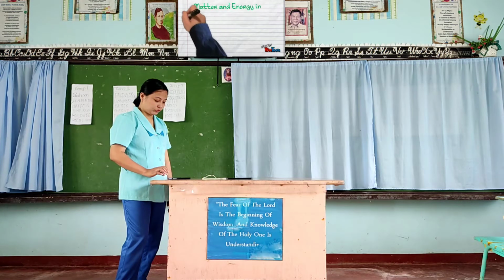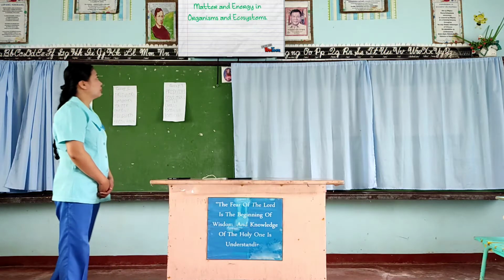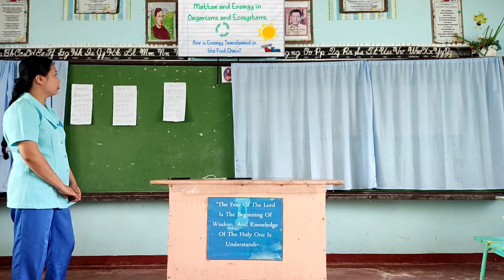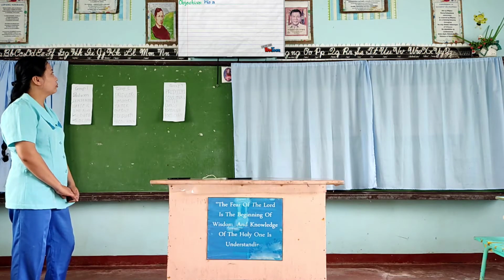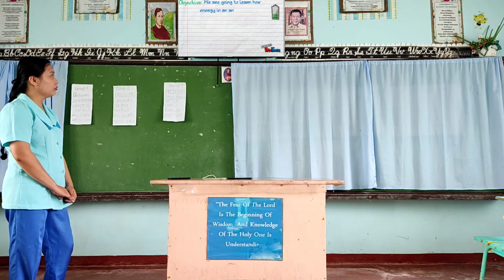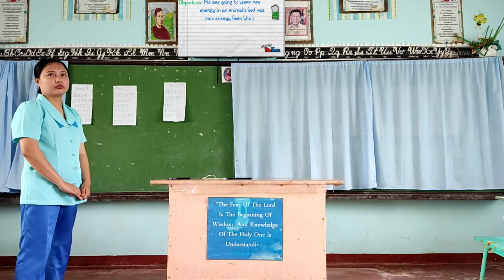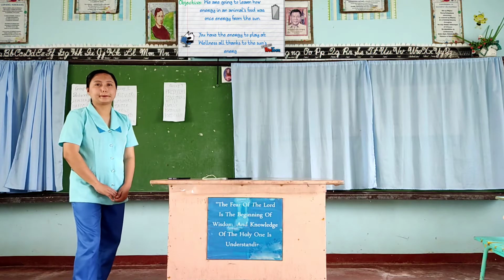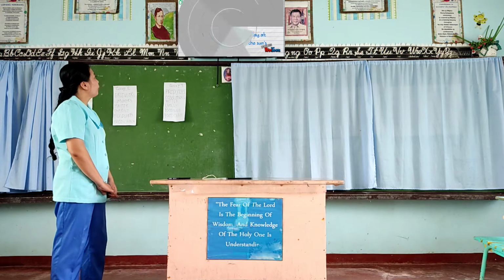Matter and energy in organisms and ecosystems. How is energy transferred in the food chain? Objective: we are going to learn how energy in an animal's food was once the energy from the sun. You have the energy to play and work, all thanks to the sun's energy.